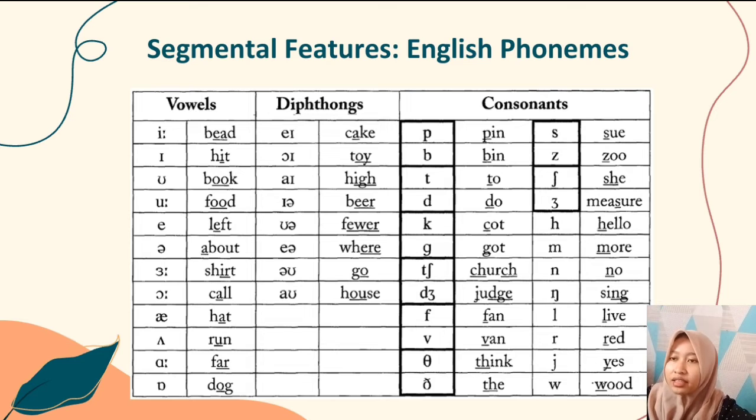A, cake, I, toy, I, hike, ear, beer, ear, fewer, a, where, all, go, out, house. And the next is consonants.